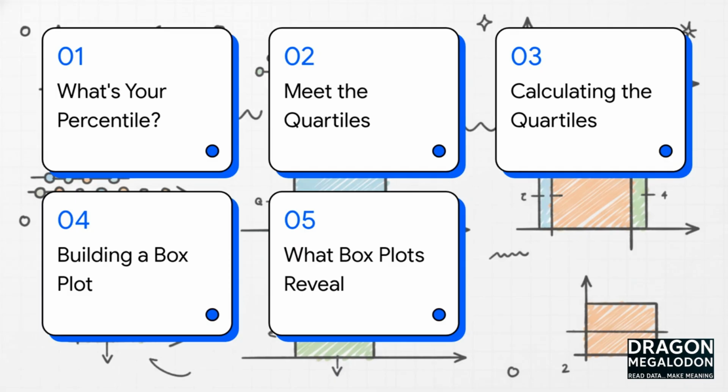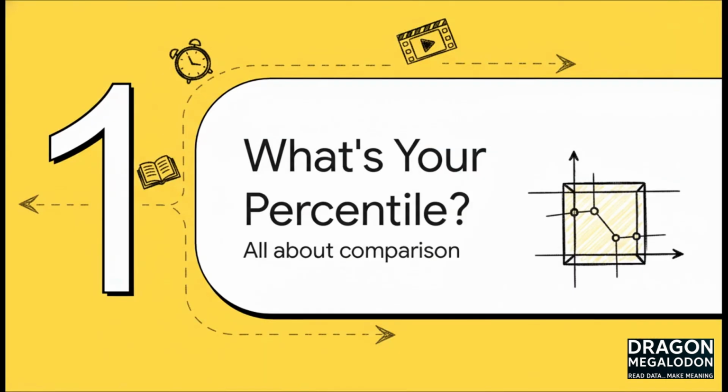Okay, so here's how we're going to tackle this. We'll start with a concept you probably remember from school, then we'll build on that with something called quartiles. We'll walk through a real calculation together, actually build a plot from scratch, and then, the best part, we'll reveal what it all means. All right, so to really get box plots, we've got to take a quick step back, probably to your school days, because it all starts with this one key idea: comparison.